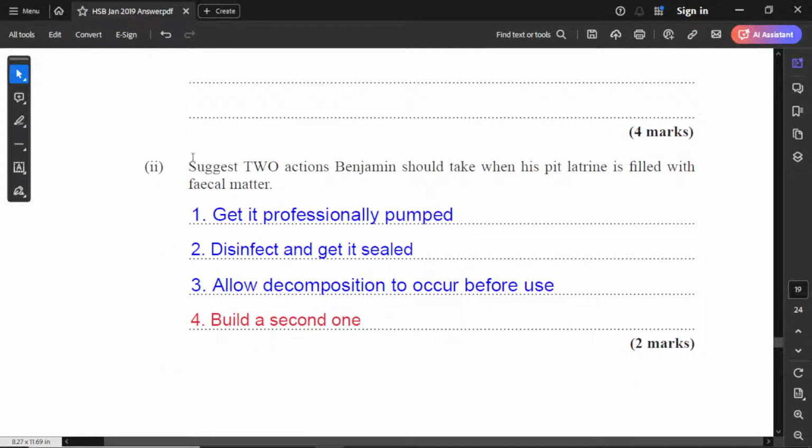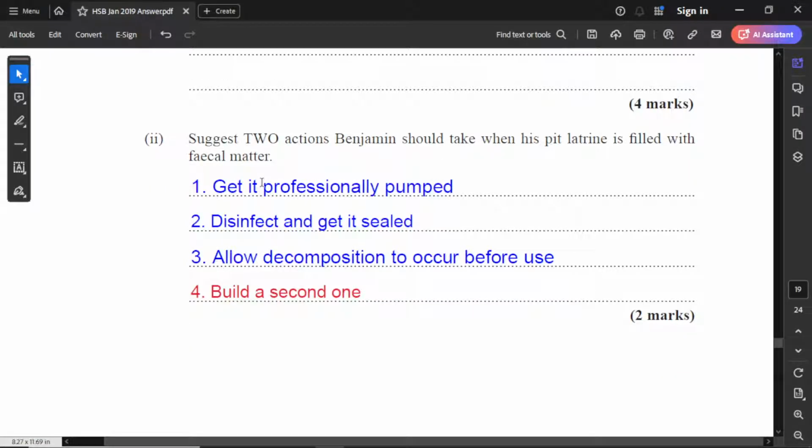All right. Part 2 is, suggest 2 actions Benjamin should take when his pit latrine is filled with fecal matter. If his latrine is filled with fecal matter, then one, he could get it professionally pumped or removed or sucked out or vacuumed, whichever you call it. 2, we can disinfect and get it sealed. And 3, he could allow decomposition to occur before he uses it again.